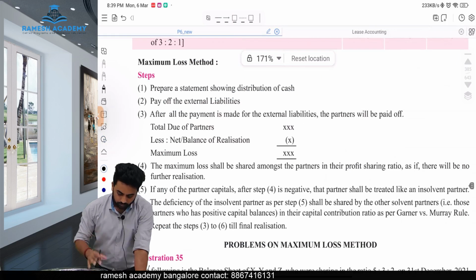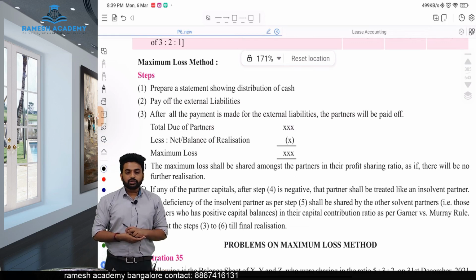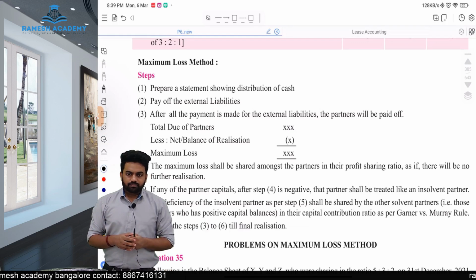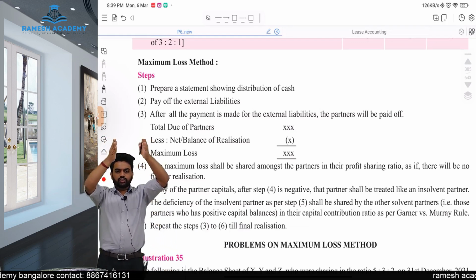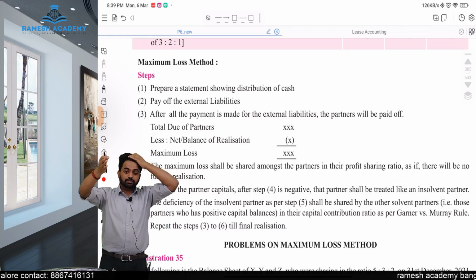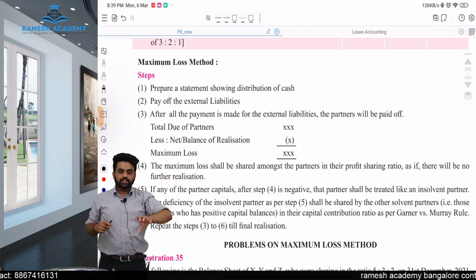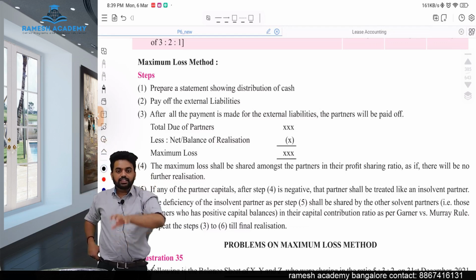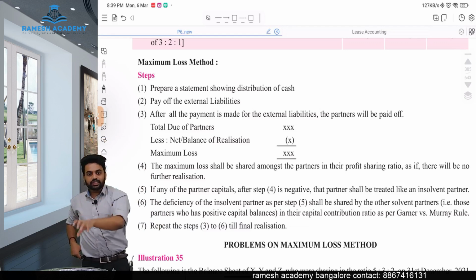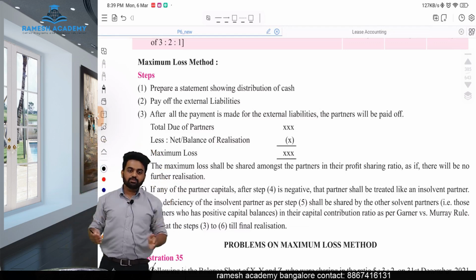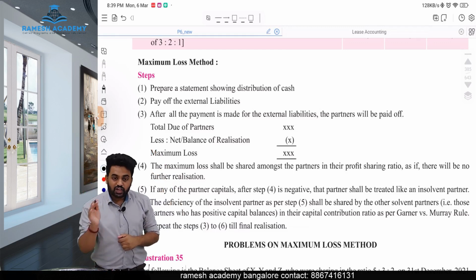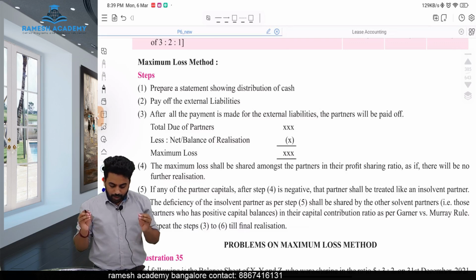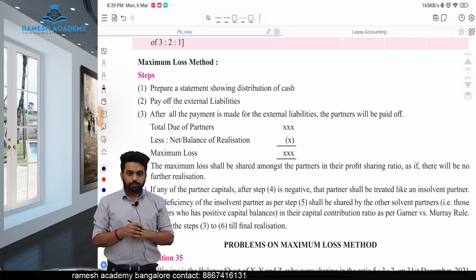Okay. In the maximum loss method, how are we going to do it? Prepare a statement showing the distribution of cash, just like I told you in our first method, the surplus method. First pay the expenses of the realization, provisions, preferential creditors, secured creditors, unsecured creditors, partners' loan. The same statement will come. Later, pay off the external liabilities. After all the payment is made for the external liabilities, the partners will be paid off.